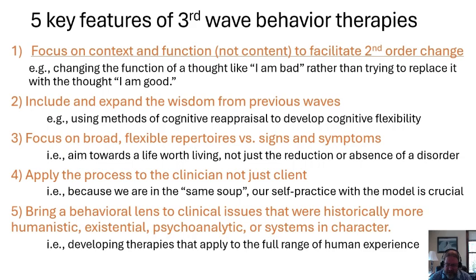So this expanded focus on context and function blends in again the wisdom of the previous wave. So it's not like we're getting rid of cognitive reappraisal there, but rather than using it just for specific pieces of content, we might use it in a more general way to develop cognitive flexibility so that people can respond more flexibly in the face of challenging cognitions rather than focusing on challenging and getting specific cognitions lined up.